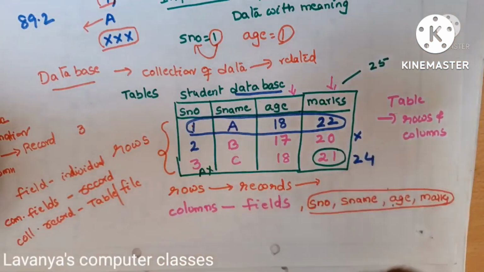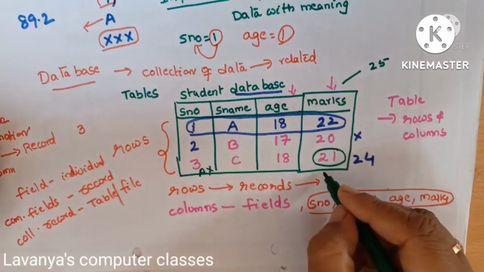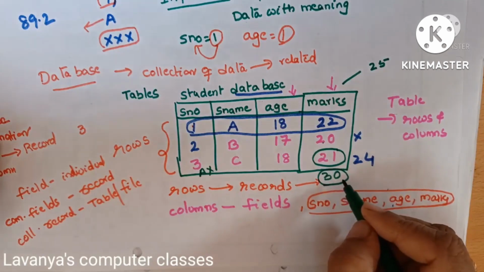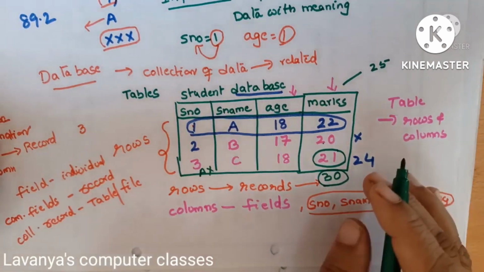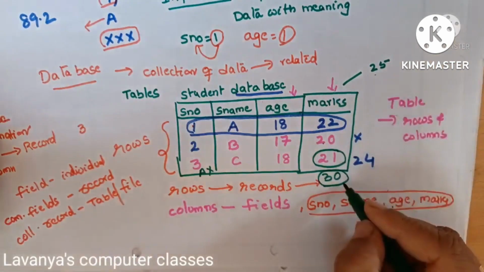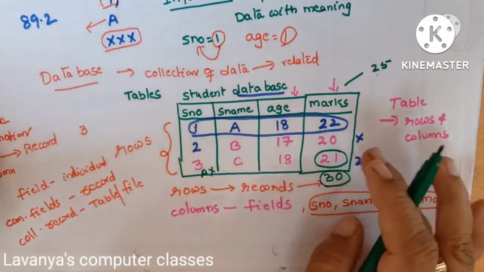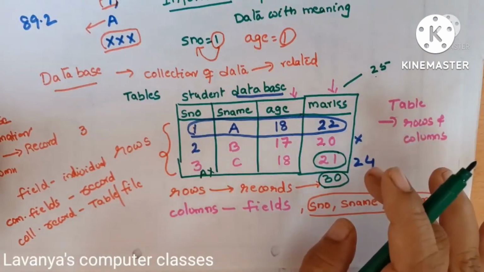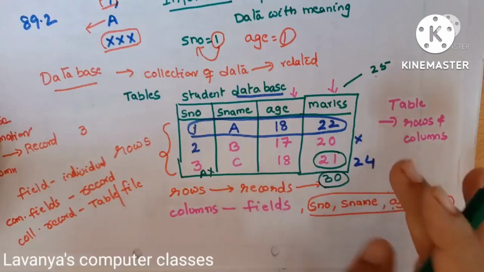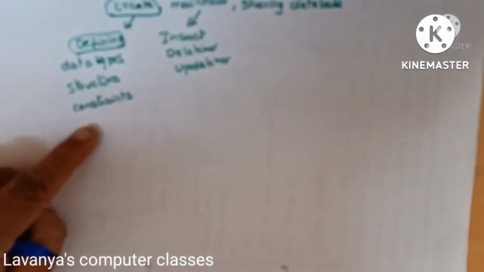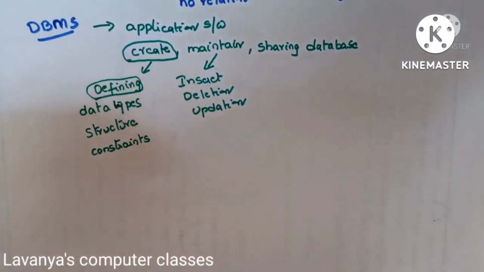If by mistake you type 30 instead of 20, and the system accepts it when you enter the data, that is not proper. At the entry time only, it should be refused, saying it is not proper data, because the total marks is only 25. How will the student get 30 marks? If there are typing mistakes, at the time of entry only it has to tell that it is not proper data. Some data is missing, or something exceeds our range. So this is called constraints. These constraints are also specified in defining the database only. So these are the definitions of DBMS.